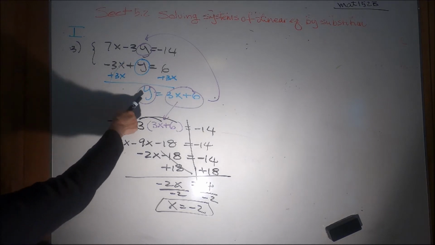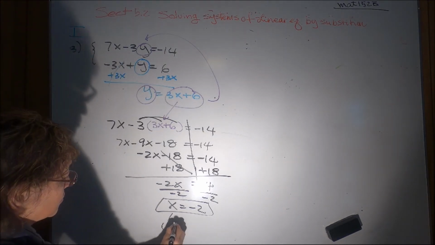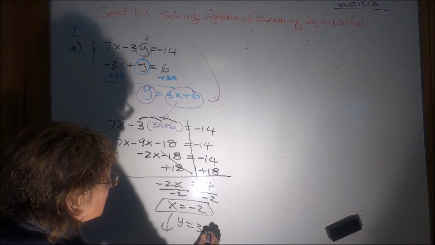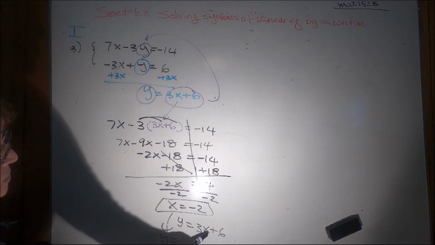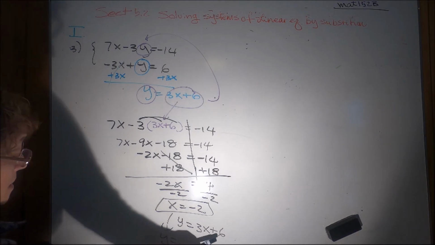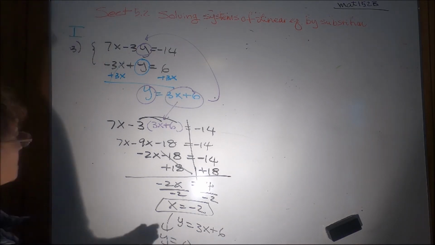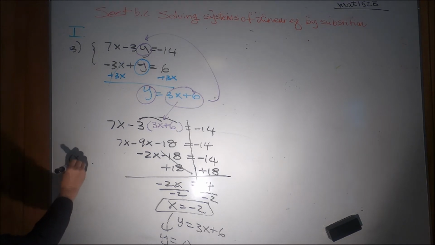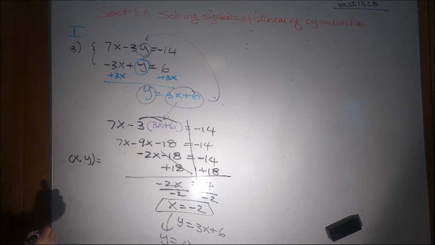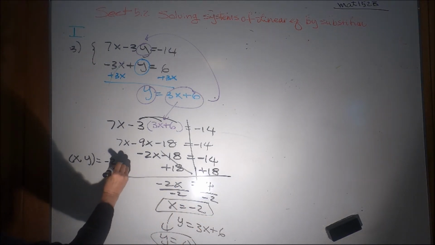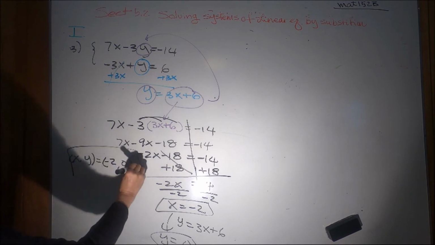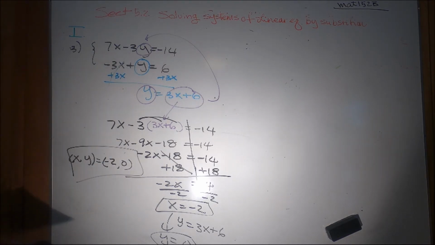Then plug in the simple one, plug in y equals 3x plus 6. Then what's our y? Negative 2 times 3, negative 6 plus 6 is what? 0. So the answer is what? (x, y) equals, x is negative 2, y is 0. Then you plug in both to check, make sure they are correct, right?